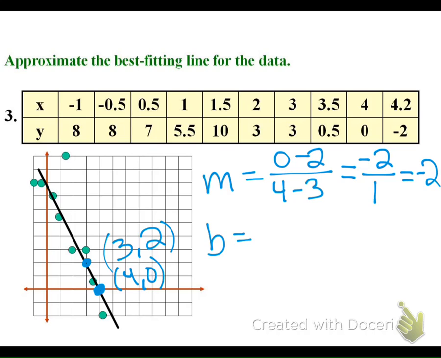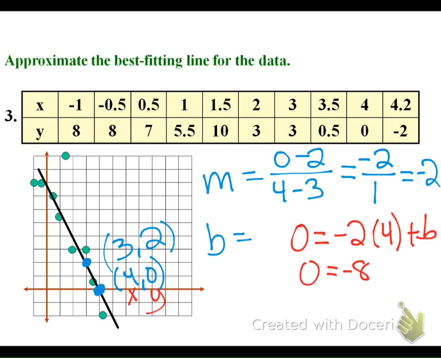All right, how am I going to find b? Use an x and y. It doesn't really matter which one we use. We can do 4, 0. So 0 equals -2 times 4 plus b. All I did was plug in this x and y into y equals mx plus b. Now I'm going to solve for b. Once I find b, I can write my equation. So 0 equals -8 plus b. Add 8 to both sides. I'm getting b equals 8.